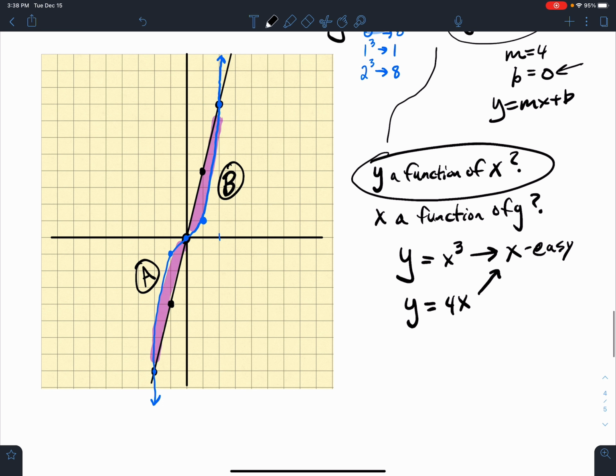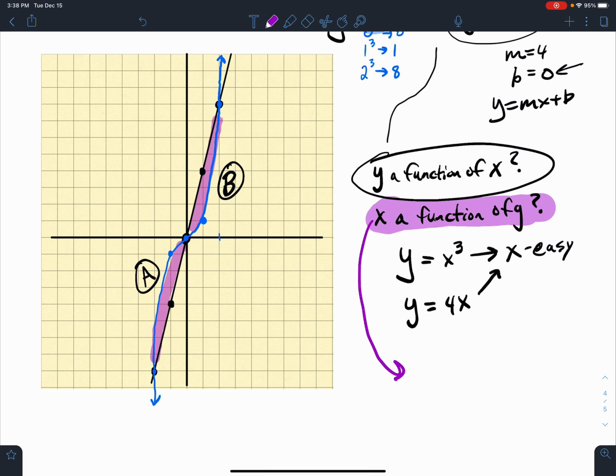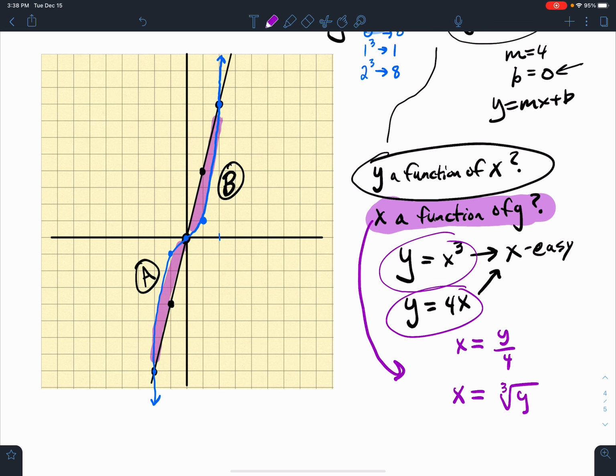All right, now could you convert this to x as a function of y? Yes, you could. And how would you do that? You would do that by solving for x. So to do that for this one, it's not bad. Divide both sides by 4. So x equals y divided by 4. How would you do that for this one? You would do the cube root. X equals the cube root of y.